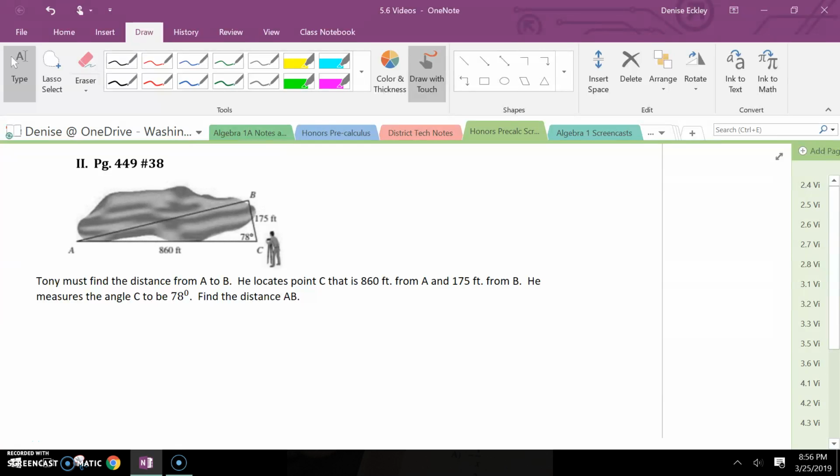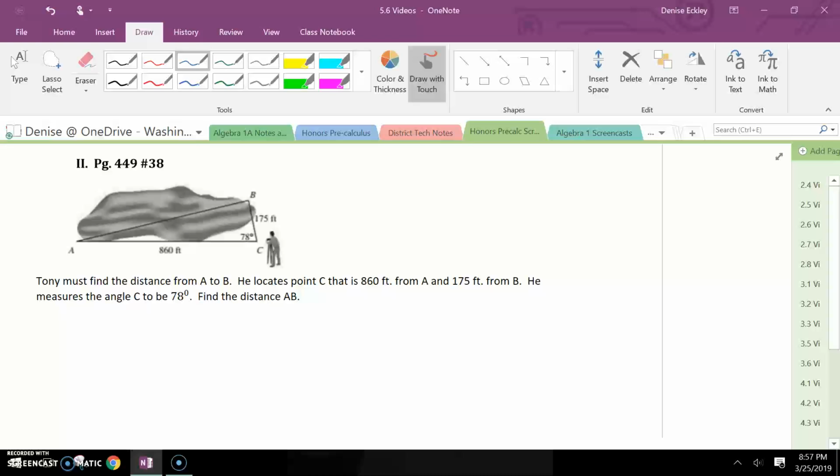Number 38 on page 449 is another example of triangulation like we have with law of sines. Here we can see a surveyor. His name's Tony, and he must find the distance from A to B. So he locates a point C that he knows to be 860 feet from A and 175 feet from B. Now he can measure the angle that he makes there between those 2 points to be 78 degrees.